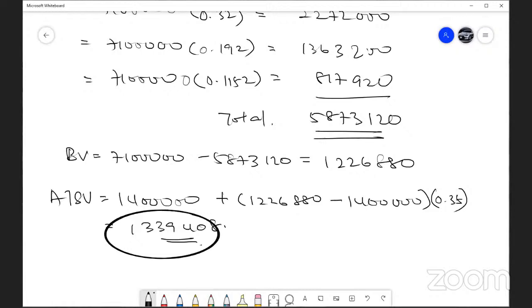You need to just use the depreciation to count your book value, and then calculate your after tax salvage value, which is 1339408. That's all. This question is there, just like that, just halfway through. Never ask you to find NPV or IRR. Okay. So now let's go on to question number 9.